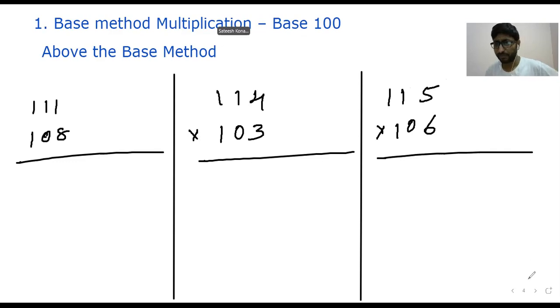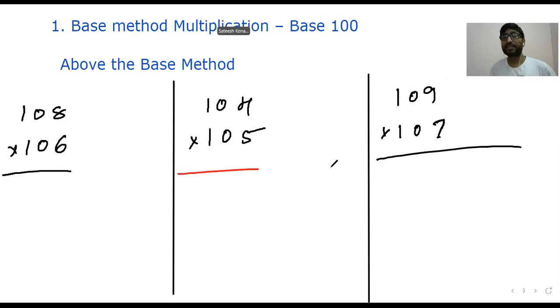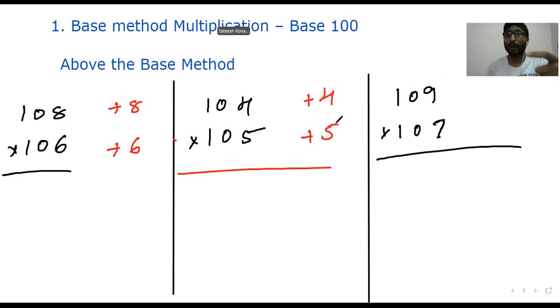See, look at here now. So what is this? Above the base method, multiplication of base 100. Okay, 100 plus 8, 100 plus 6, 100 plus 4, 100 plus 5. See, observe it. This is above the base method. Difference between the base and the given number. 108 is above the 100. It's a positive number, so it's a plus.